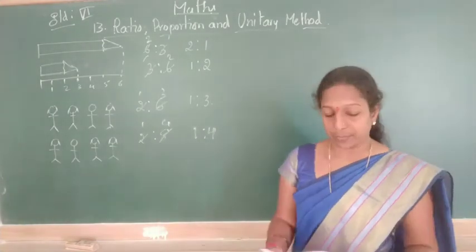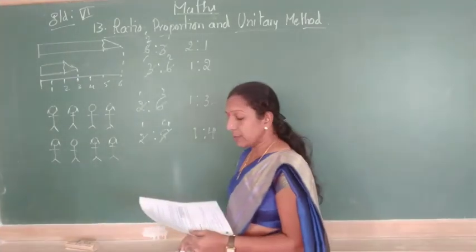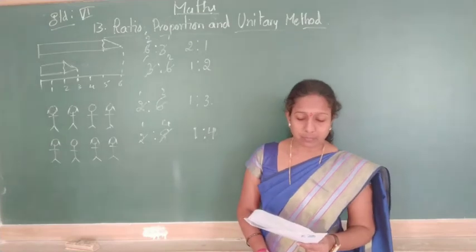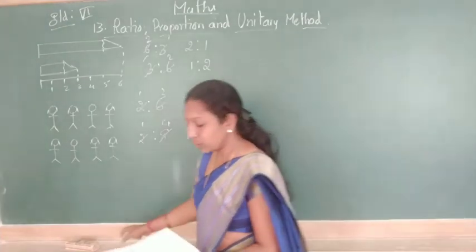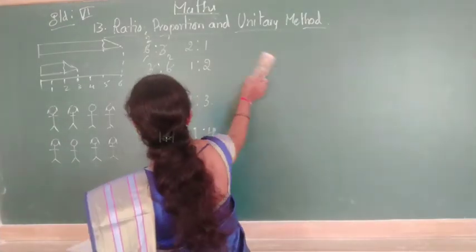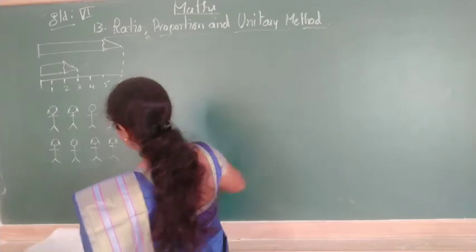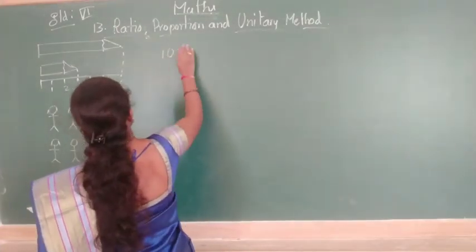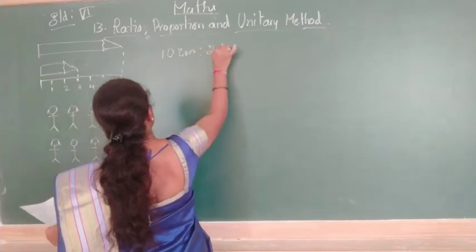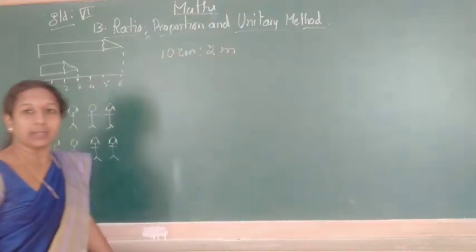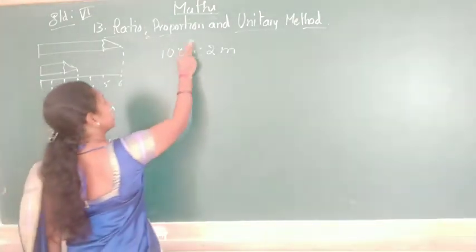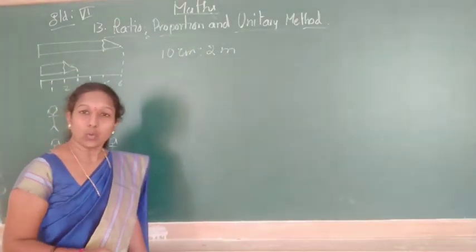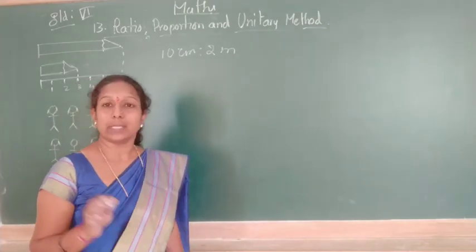Now let us solve a few more sums. Here is the third question. Find the ratio of 10 centimeters to 2 meters. So the next one is 10 centimeters. Ratio of 10 centimeters to 2 meters. But I cannot write it here, because here this is in centimeters and here it is in meters. But I told you both should be in the same unit.